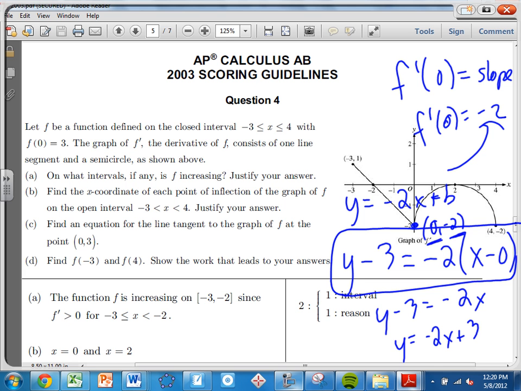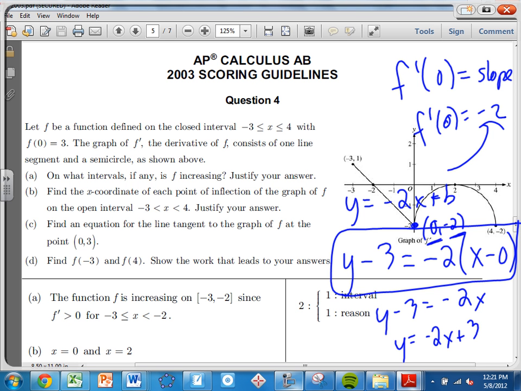You do not need to do any more work than that. You don't need to do any more work than the actual point slope form. You can put it into slope intercept form, it doesn't matter. So it's y minus y1 equals m, or a, times x minus x1. x1 and y1 come from the original function always, 0, 3.